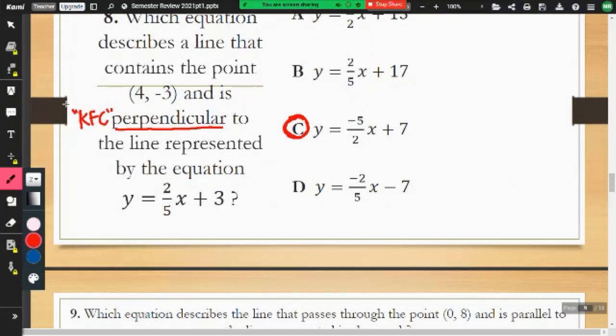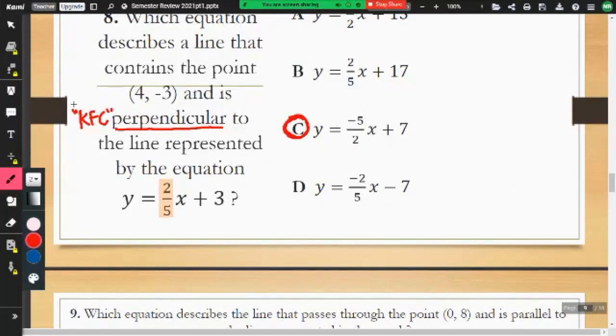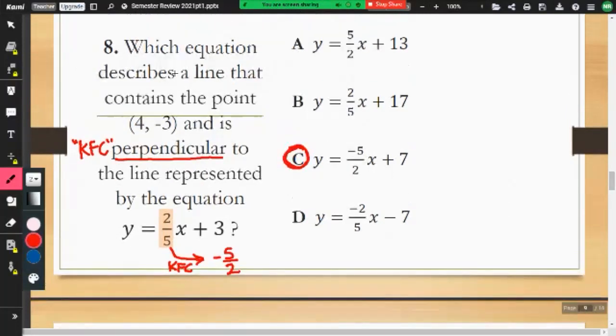KFC. Now, why do they give us an equation? We don't need the whole equation. What do we need from it? We only need the slope. Now, keep in mind, they may give you an equation that's not solved. If it's not solved, you have to solve it first and then take the slope from it. But because of the word perpendicular, it cannot stay as 2/5. I need to use keep flip change, and it changes to what? -5/2. Now, in this problem, we got lucky because there's only one -5/2 answer choice.